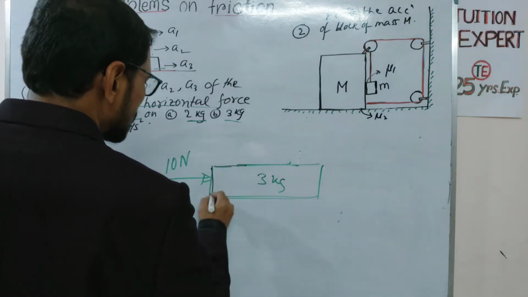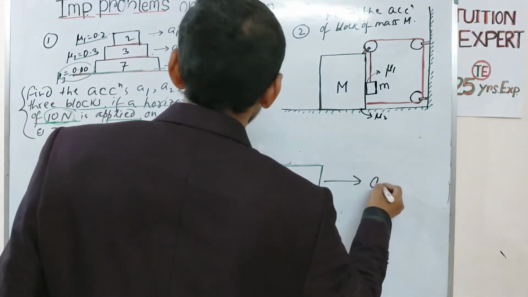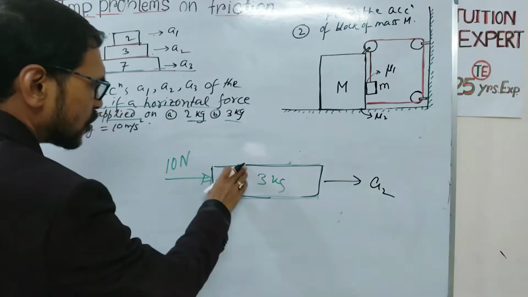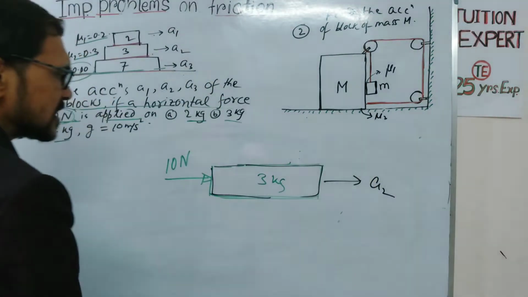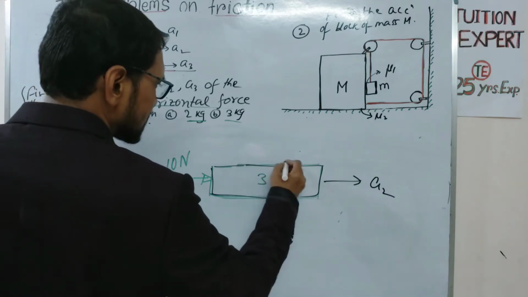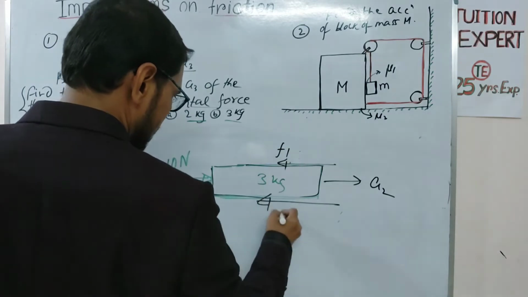So this block moves first, in this direction. This is A2. First, 10 Newton acts on the 3 kg block, so the 3 kg block moves first. If this block moves, then the friction comes in the opposite direction. So this is the friction force acting on two sides. Suppose this is F1, this is F2.